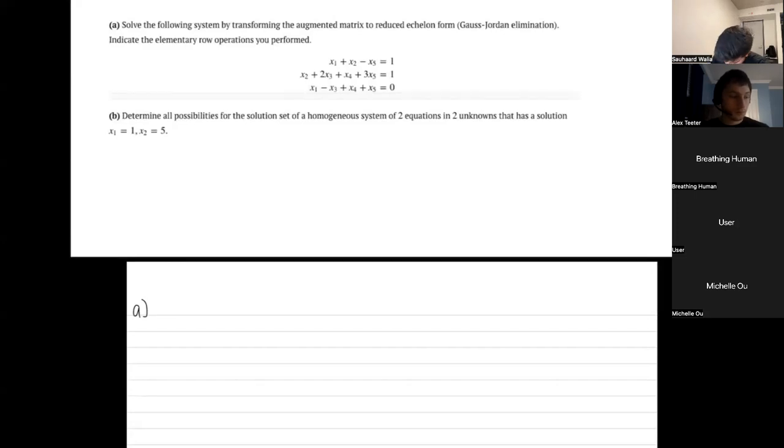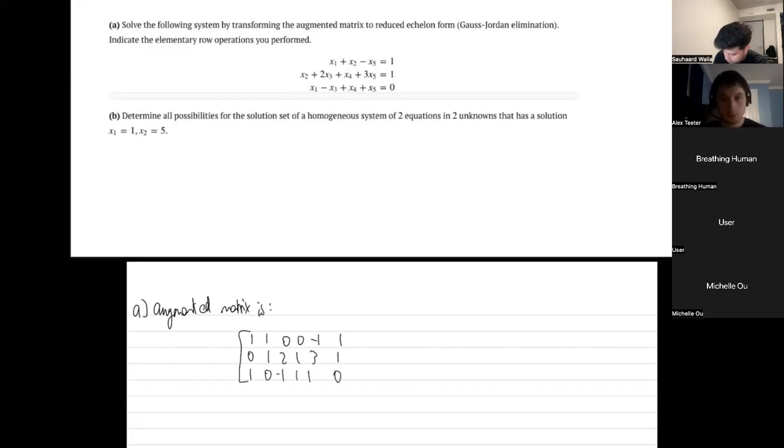So we know the augmented matrix is, well, it's going to be 1 1 0 0 minus 1 1. We're going to have 0 1 2 1 3 1. We're going to have 1 0 minus 1 1 1 0. Everyone comfortable with how we went from this to this? Everyone comfortable with that?